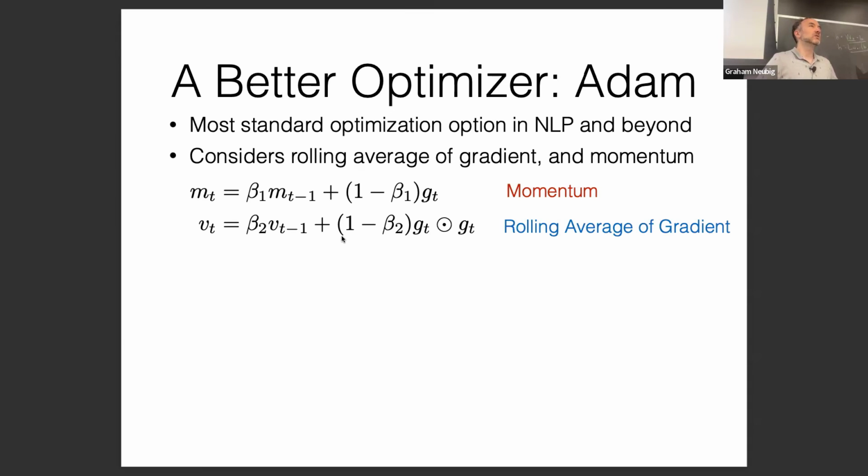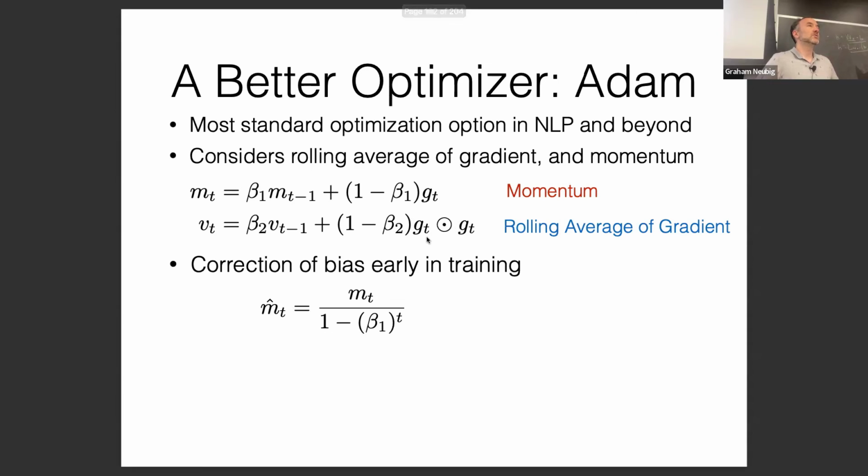This one is the rolling average. Sorry, this is not the gradient. This is the variance, or the squared gradient. So this is taking the rolling average of the squared gradient. And it also has a correction term to prevent bias early in training. So early in training, this value will be very small. And so you have a correction term to prevent it from being very small at the beginning of training.